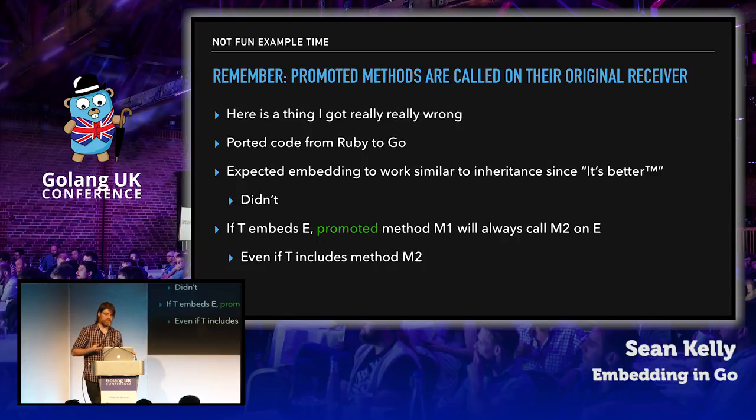If you have a type T that embeds a type E, E has method M1, and both of those structs, E and T, have M2. If you call M1, which was promoted up through E, M2 is never going to be called on T. M2 is always going to be called at the same depth that the original method was called on. So once you embed something and you start going down the method chain, you can't ever get back up. You can only move to the side or further down.